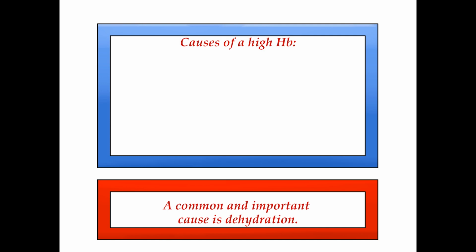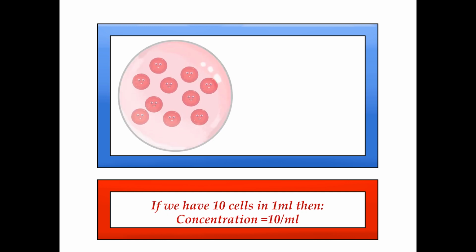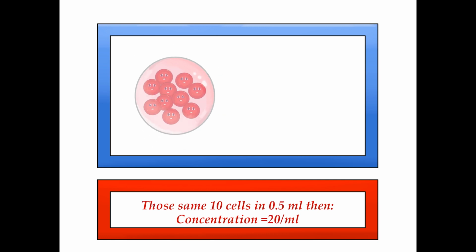An important and common one is dehydration, where even though your haemoglobin level may actually be normal, dehydration gives you the impression that it's actually high. So if you think about it like this, if you have 10 cells floating in 1 ml of plasma, that will give you a concentration of 10 cells per ml. But if dehydration causes the volume of plasma to decrease by half, down to half a ml, you've still got the same 10 cells in half a ml, which is a concentration of 20 cells per milliliter, which is an increased concentration, but the same number of cells.